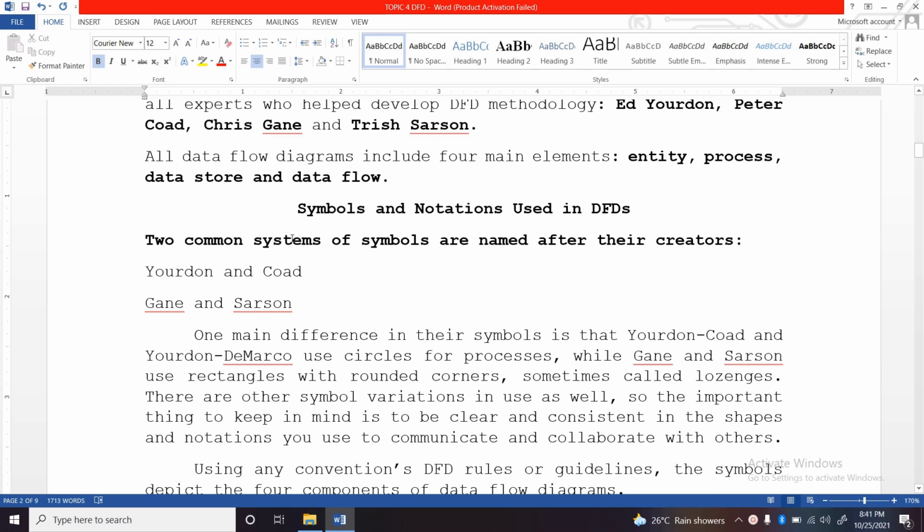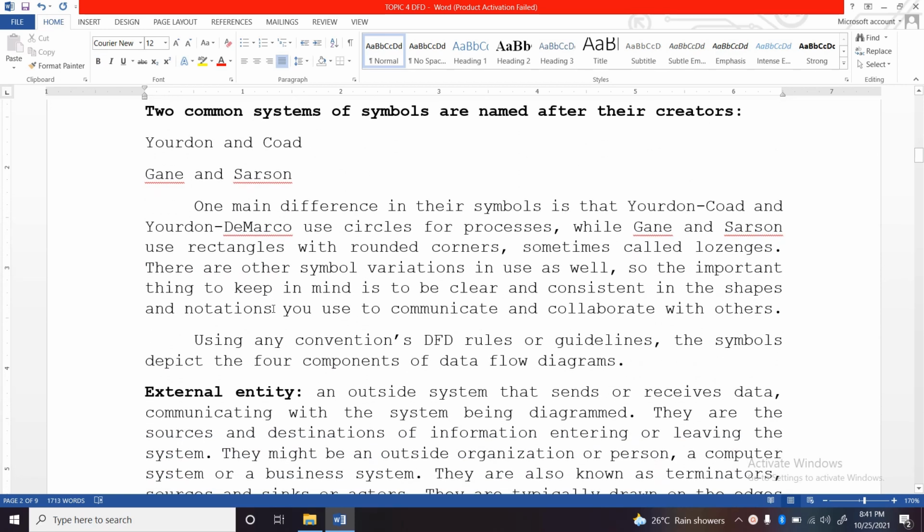So as I've said, we have two main types of notations, the Jordan and Coad, and then the Gain and Sarson. So what are the differences of the two? One main difference in their symbols is that Jordan and Coad, and Jordan DeMarco, use circles for processes. As you can see, for processes, the Jordan and Coad uses circles to represent it, while here on the Gain and Sarson, it uses rectangles with rounded corners.